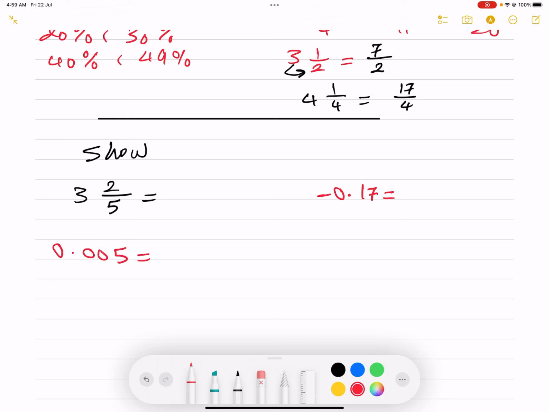What about 35%? Of course, let's agree together. The first one is rational. Why? Because each one of these numbers can be written in the form of a numerator and denominator. This one is a mixed number, and we can convert it by keeping the denominator as it is: 3 times 5 is 15, plus 2 is going to be 17.